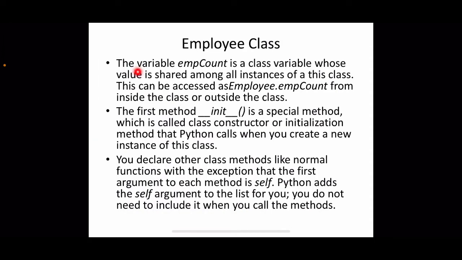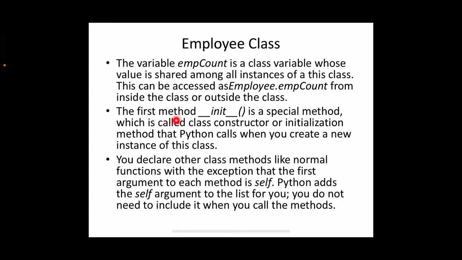The variable empCount is a class variable whose value is shared among all the instances of this class. That is why it is common, just like a global variable. It is common to all the employees or objects belonging to this class. That is why we refer to it as the class name dot the variable name. For all other variables which refer to a particular object, we use the corresponding object name, for example emp1.name, emp2.name. That is specific to that object only, but here it is specific to the entire class.